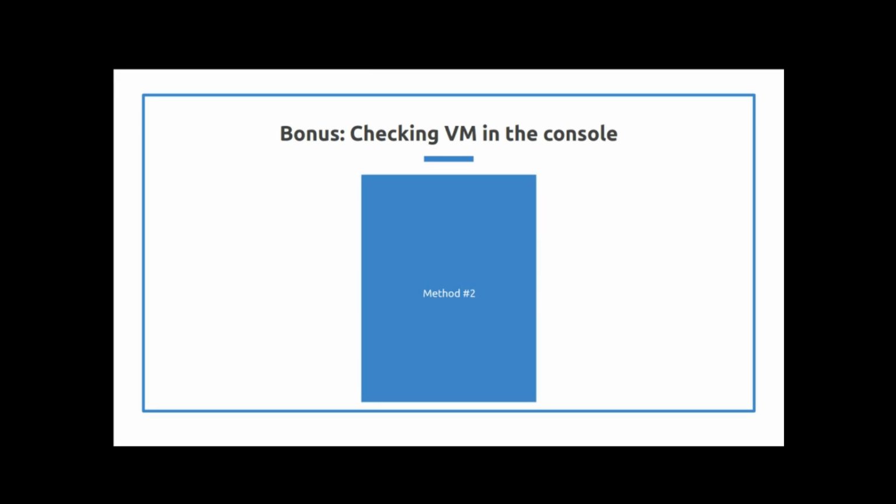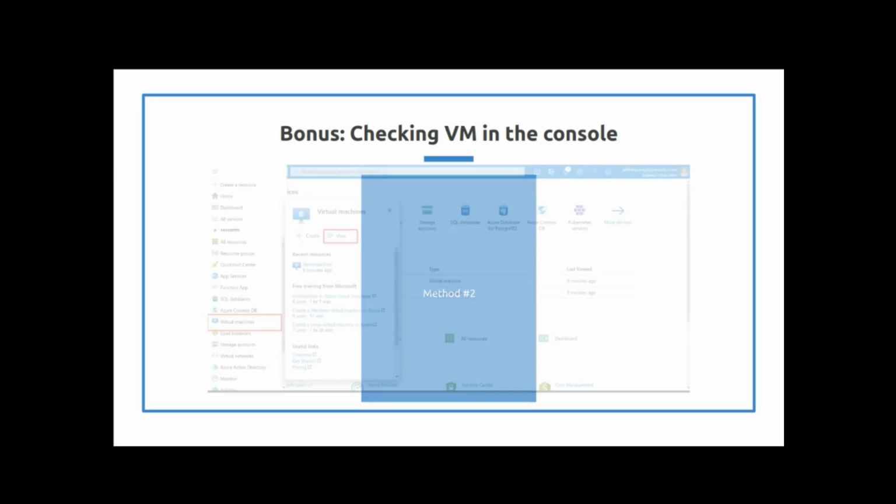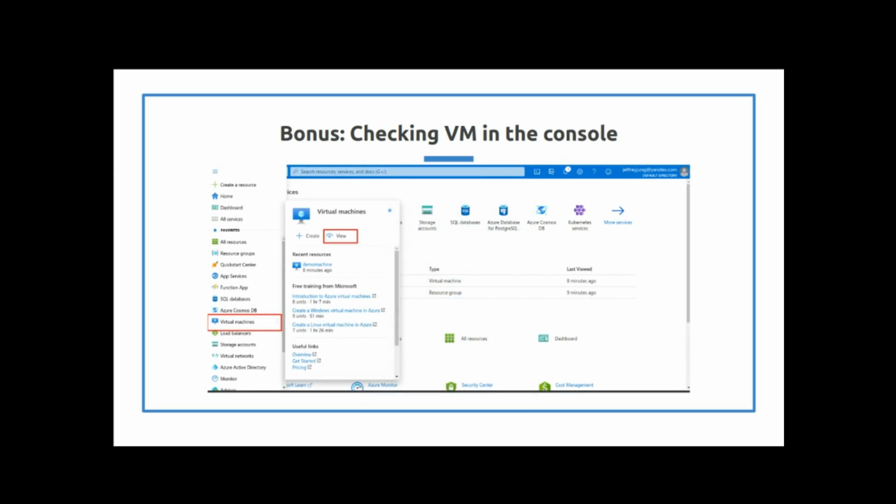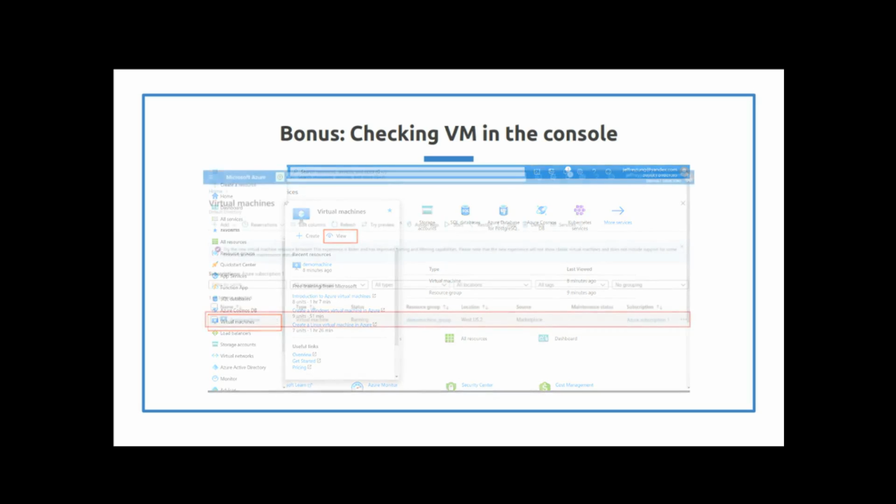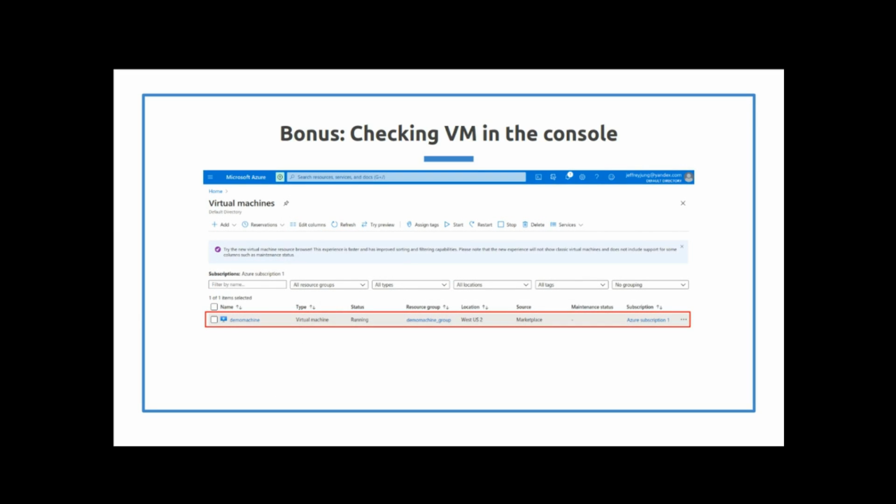The second way of checking on your VM is, again, through that little menu in the top left-hand corner. So you go to those three bars, and then you go down to virtual machine, and this menu is going to pop up on the side. And then you go to view, and you click on view. And then the view is going to show your machine running and the location, and it's going to give you stats. It'll show what's going on with the machine.